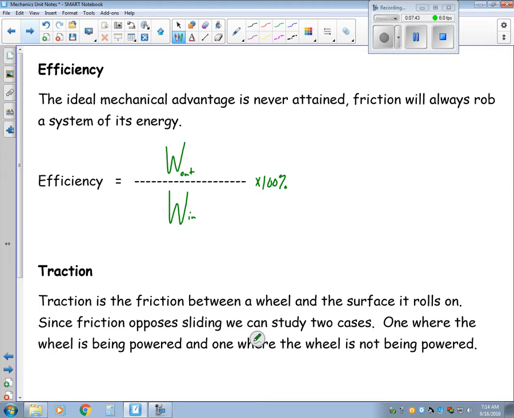So in our previous example, we saw that the output work was 149.6 joules. The input work was 150 joules. So that bicycle, let me do a quick calculation here, was 99.7% efficient. In other words, it only lost 0.3% of the energy due to friction. And that's pretty good. I mean, bicycles are usually pretty efficient.